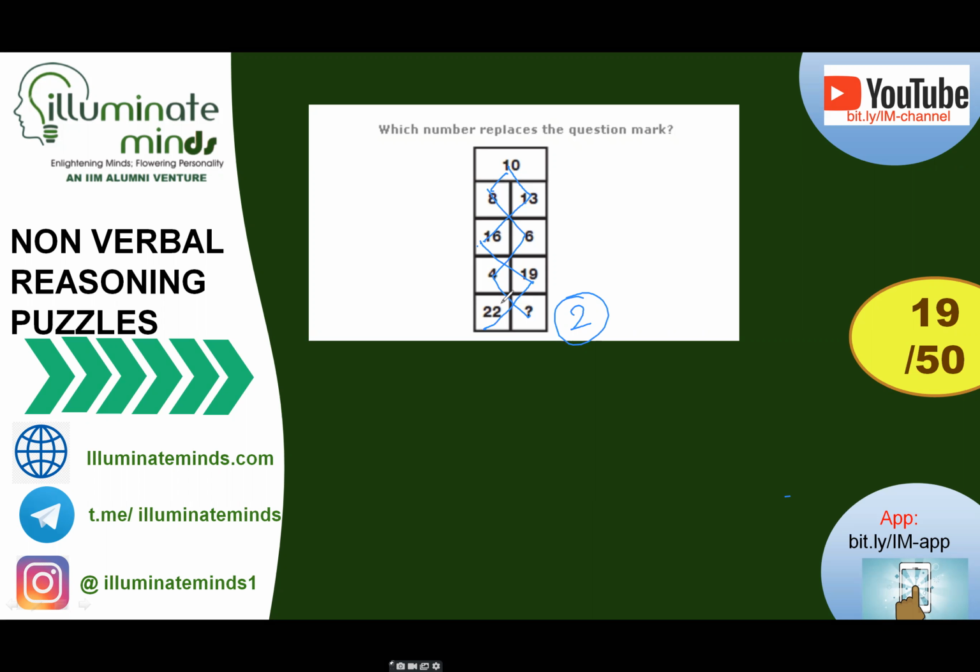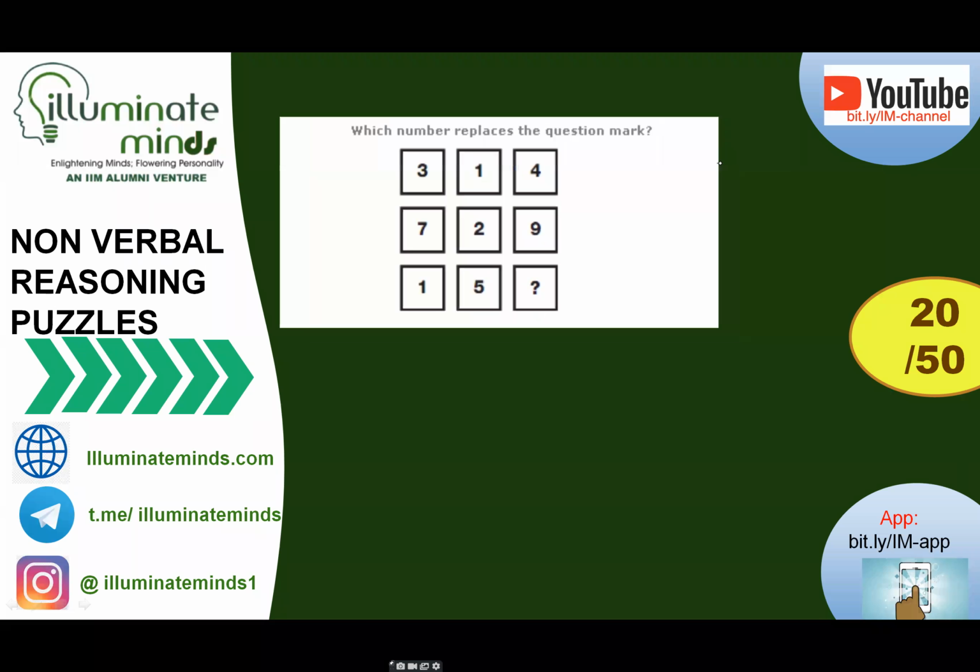So the next one is question number 20. We have reached, which number replaces the question mark? This is pretty easy. 3 plus 1 is equal to 4. 7 plus 2 is equal to 9. 5 plus 1 should be equal to 6. Isn't it, guys?